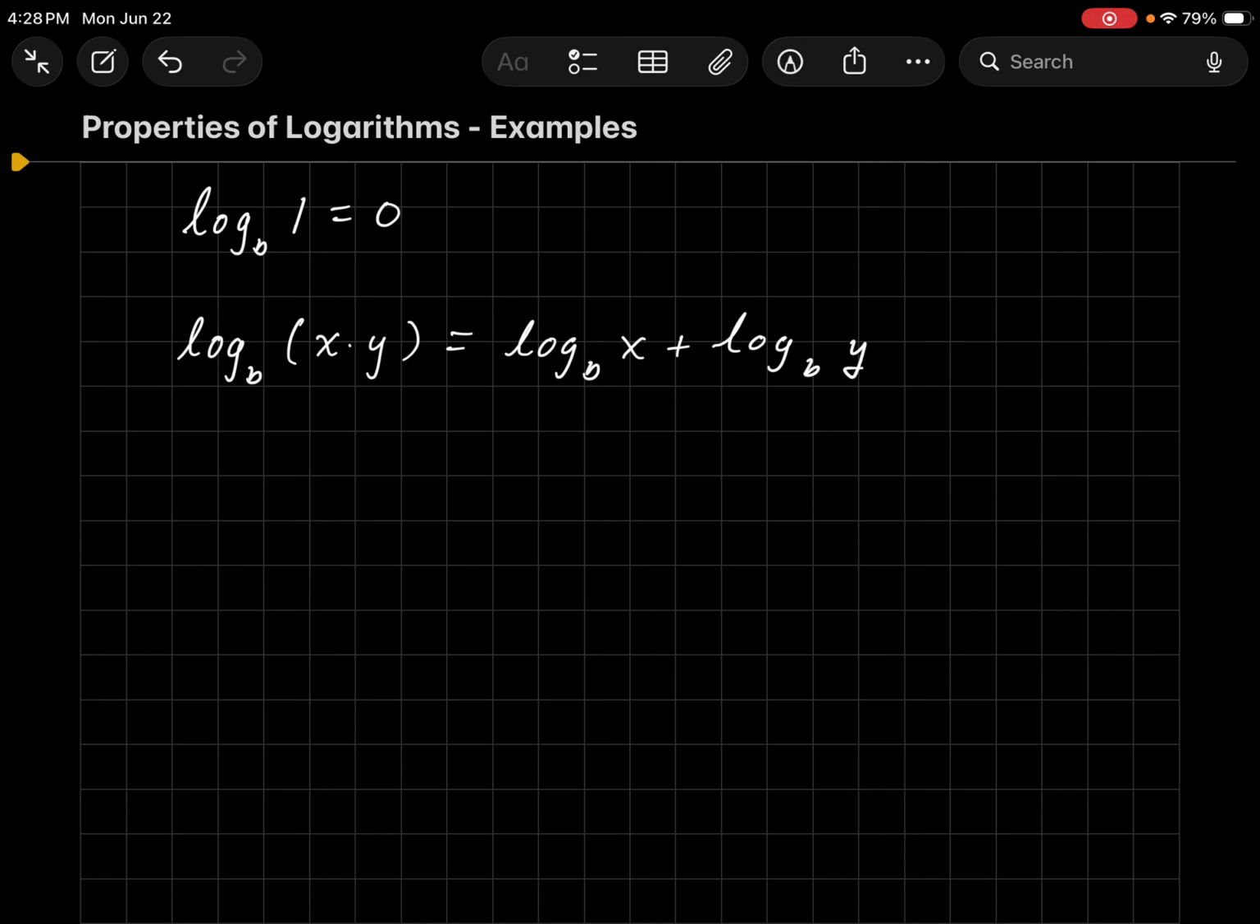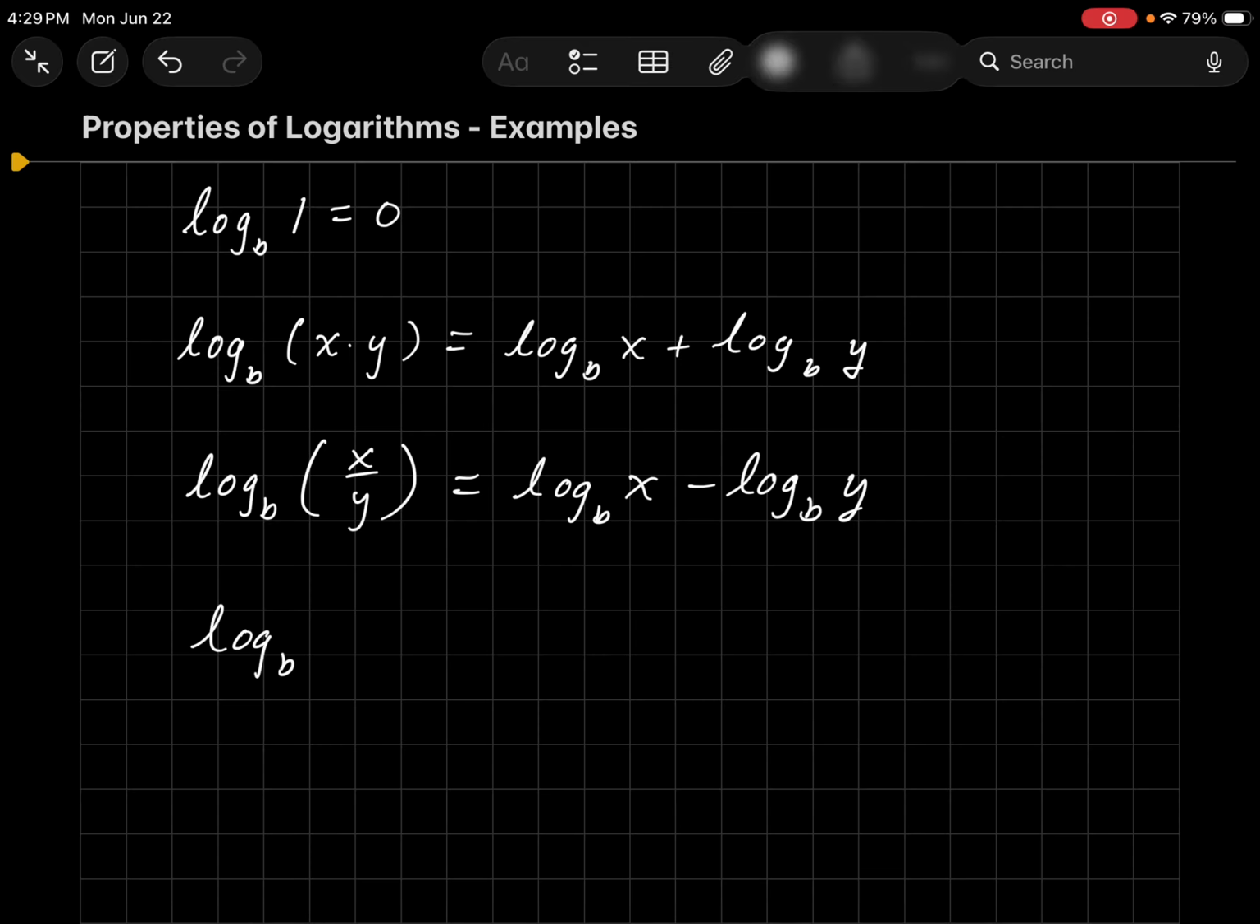So if you have not watched the video where I introduce the properties of logarithms, I recommend that you go back and watch it now if you want to understand it a little bit better. The next property of logarithms, we have the log base b of two things divided. We will subtract our logarithms. And then finally, when we have a logarithm with something raised to a power, we can bring that power down in front and multiply.